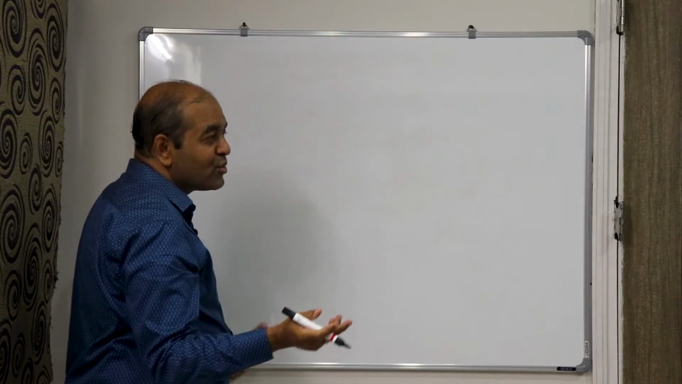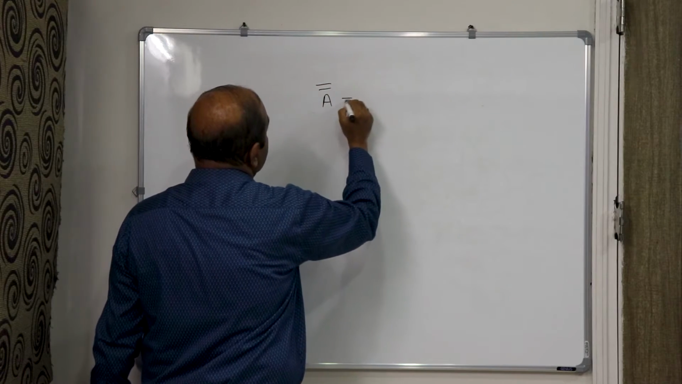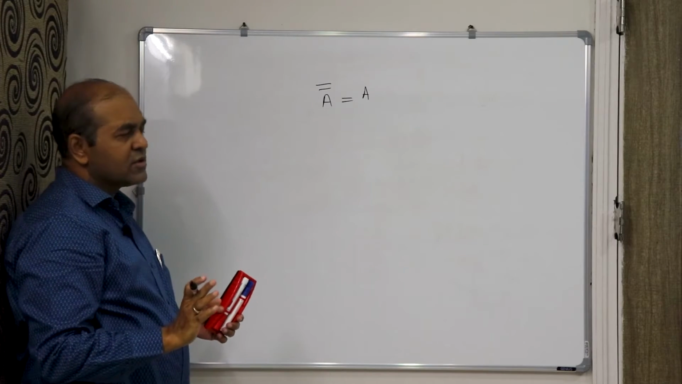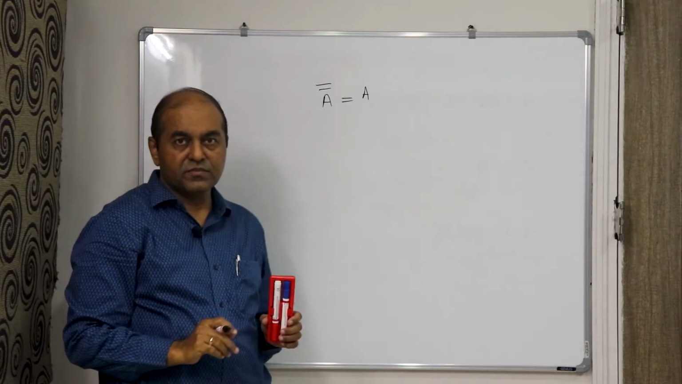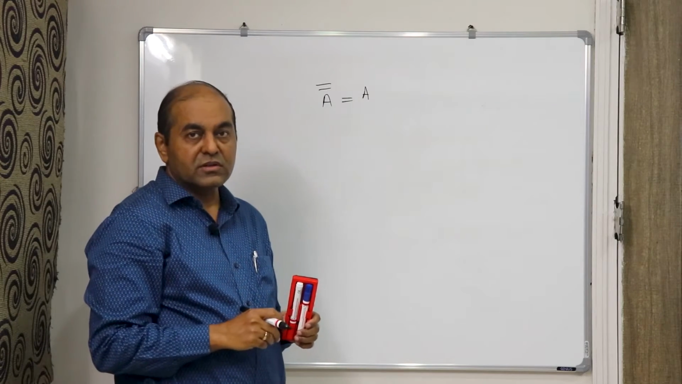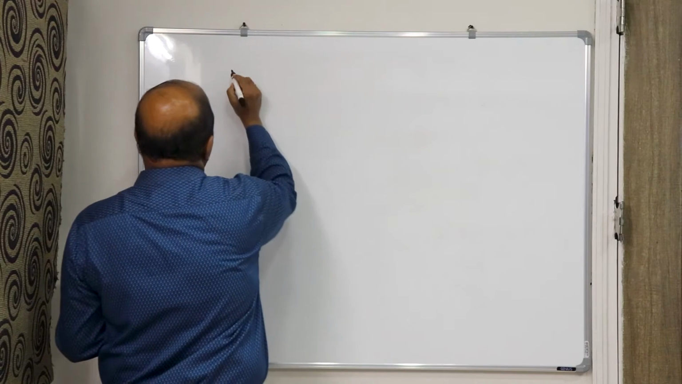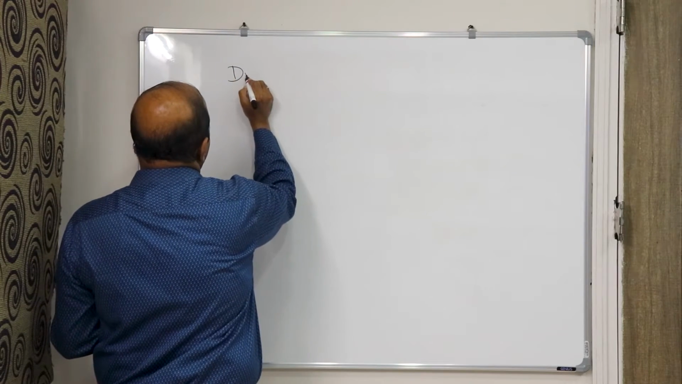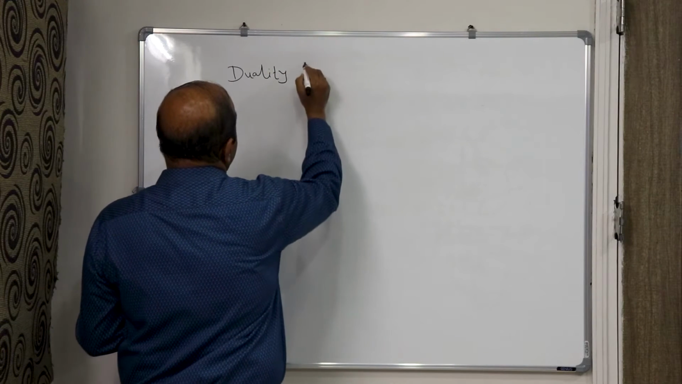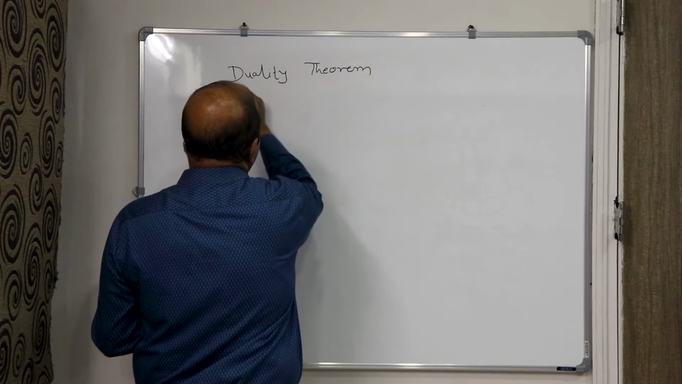And one last one, that is A double bar is equal to A, the double inversion rule, that we have already discussed. Now on the basis of this, there is one new theorem, and the name of the theorem is Duality Theorem.